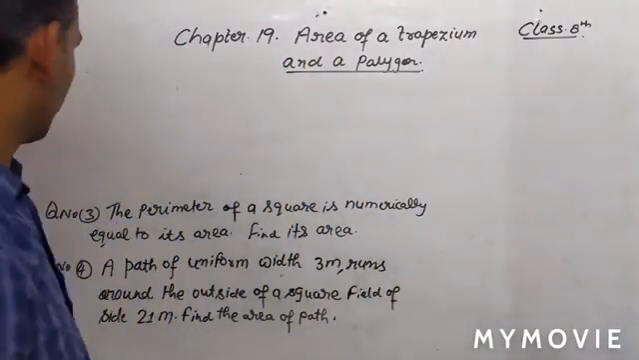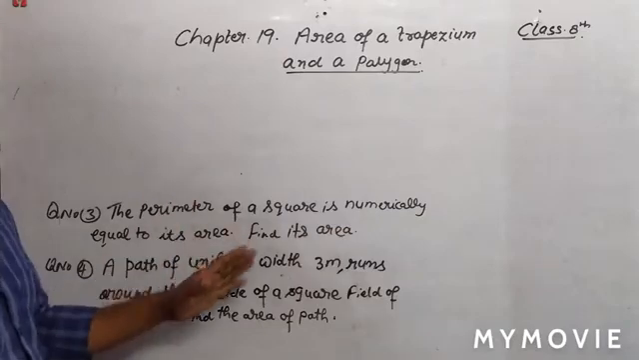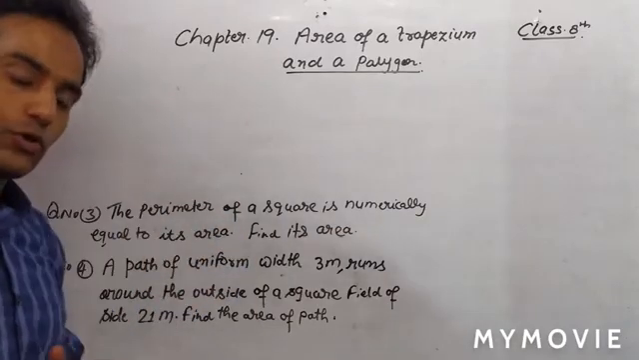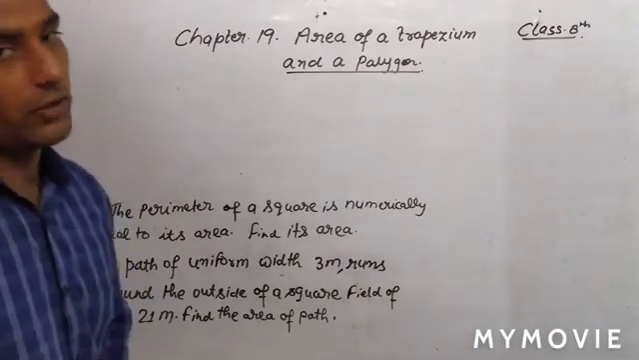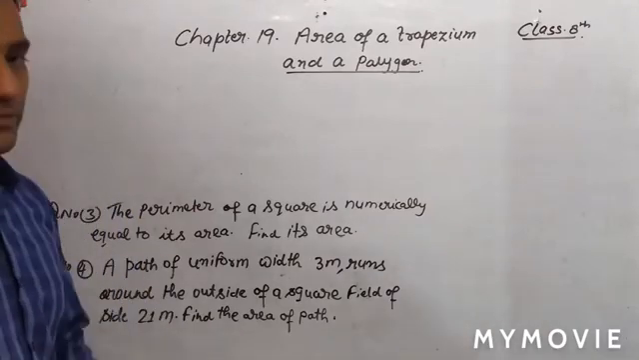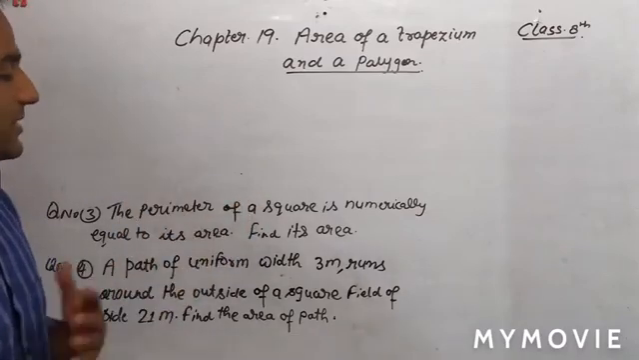Third question is, the perimeter of a square is numerically equal to its area. All these questions I have taken from your books only. Some good questions I have taken. You can solve the other questions also on the basis of these questions. So please practice. The perimeter of a square is numerically equal to its area.